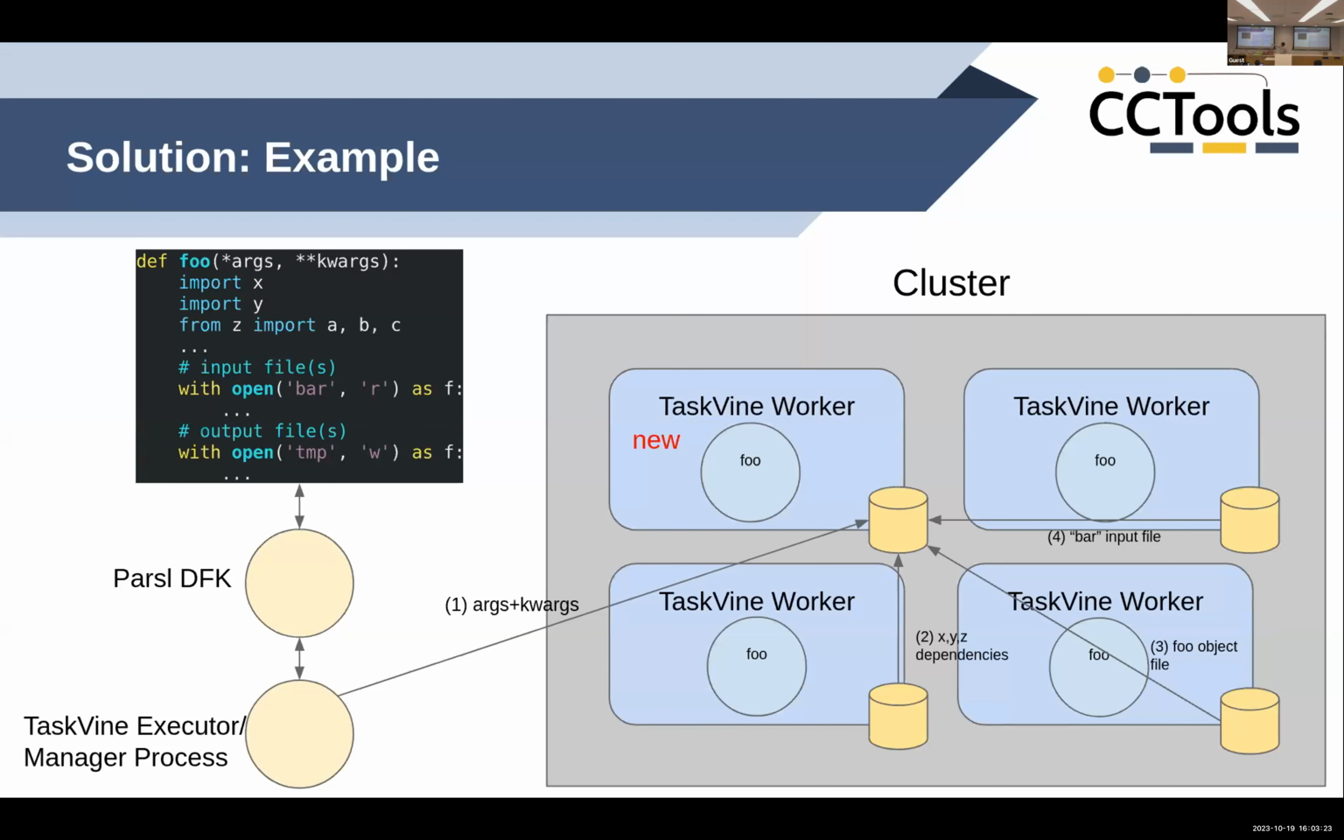And then the first thing it's going to do is send the arguments to a TaskVine worker, which takes over an entire compute node. And then the manager process will instruct other TaskVine workers to send over the dependencies, the function object file, and all input files to that worker, so it can start executing the full function. And this is, of course, without using the shared file system flow.